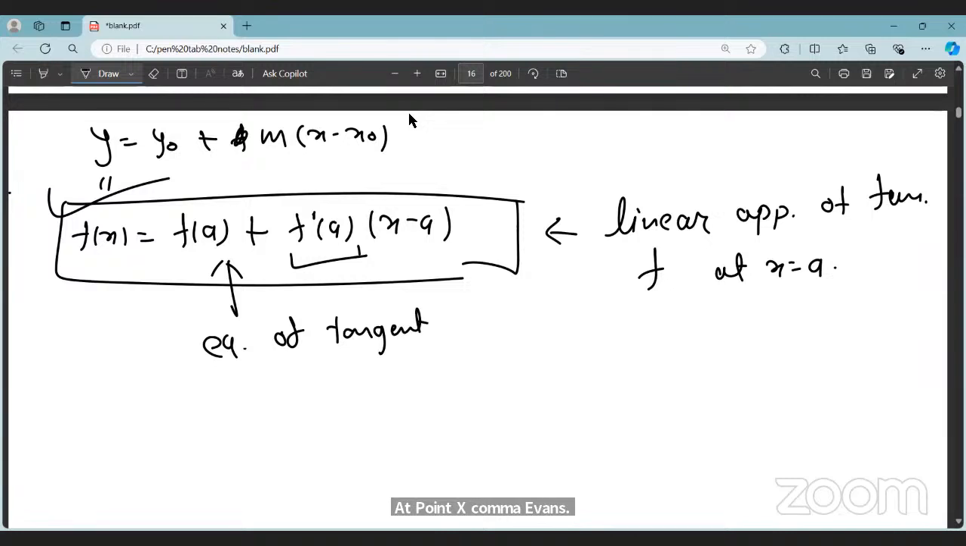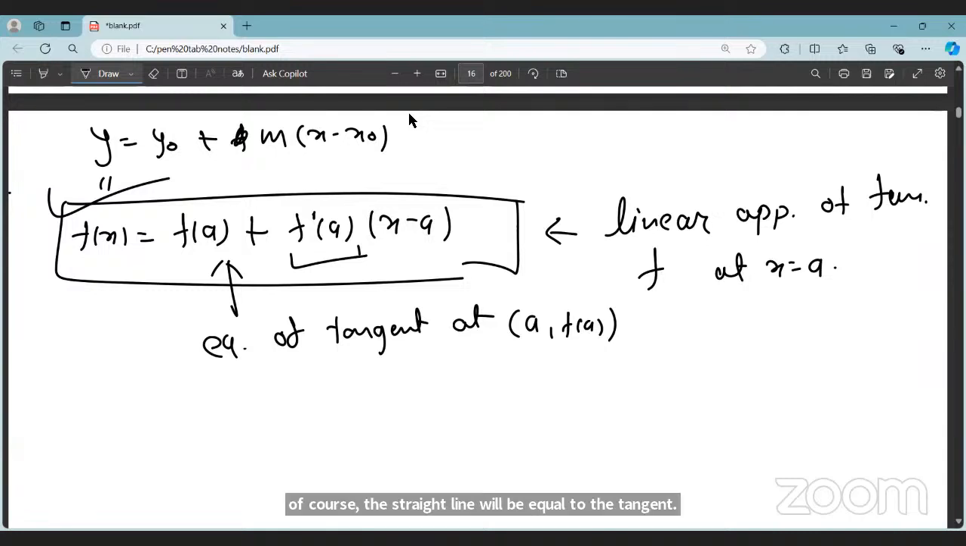Ma'am, if we are dealing at the micro level, then of course at that point we will differentiate, and that will equal the tangent. Then of course the straight line will be equal to the tangent. No, so what happened now? There will be some error. The error will be very small, but there will be some error, since it is a curve.